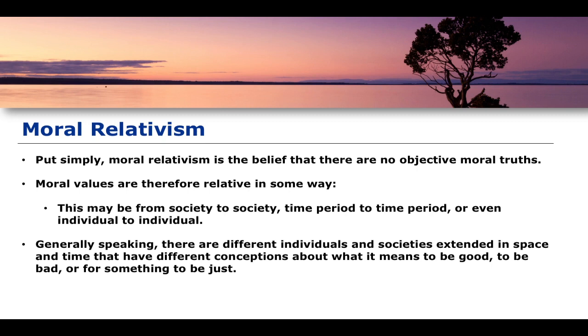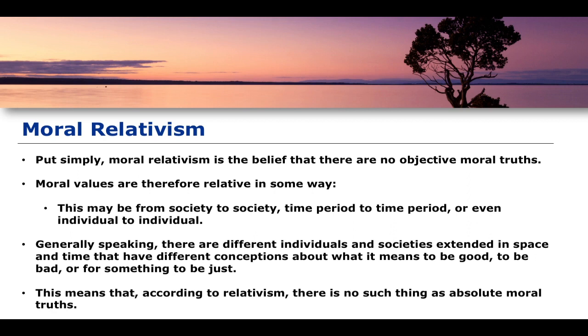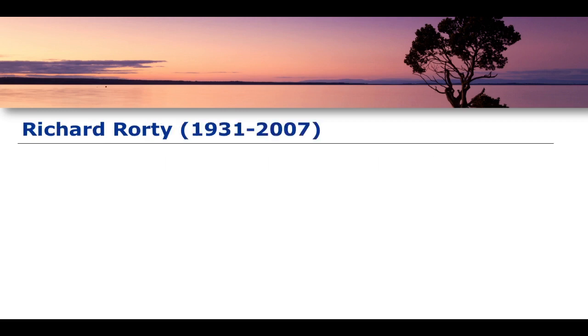Or if we're talking about a few more complicated topics, things like justice. What actually counts as justice according to a society 1,000 years ago might be very different to that of justice in a society today. And it means that according to relativism, there is no such thing as absolute moral truths. We only have relative moral truths.